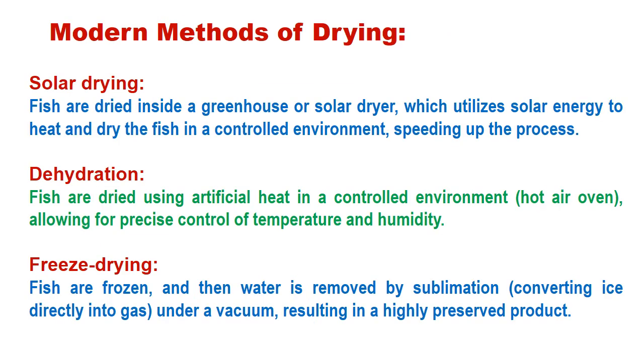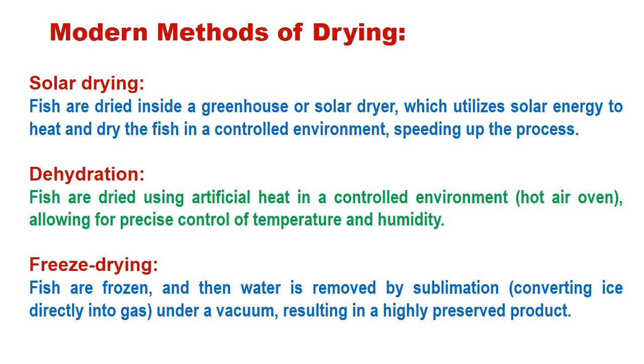Now you will learn about modern methods of drying. In this, first is solar drying. Here fish are dried inside a greenhouse or solar dryer, which utilizes solar energy to heat and dry the fish in a controlled environment, speeding up the process. There is a specific design of closed shed where the sun effect will be very highly concentrated and temperature can be raised even to 45 to 50 degrees or above, and the process of drying will be faster.